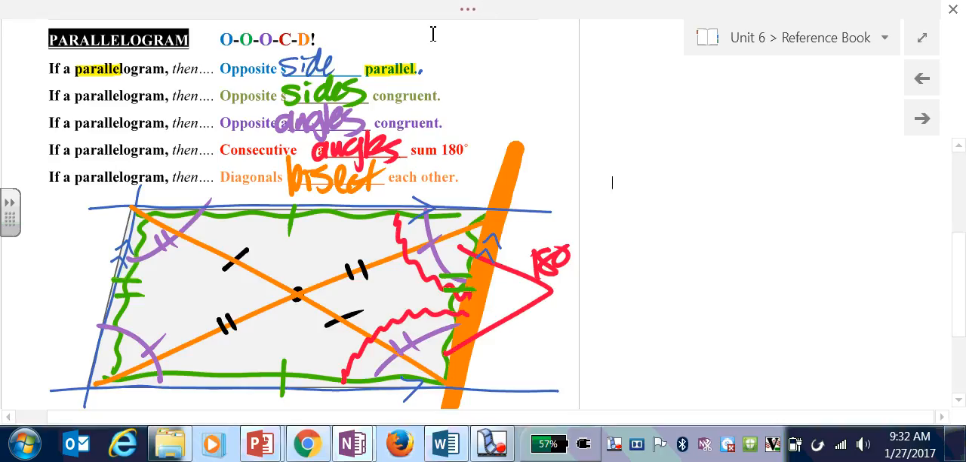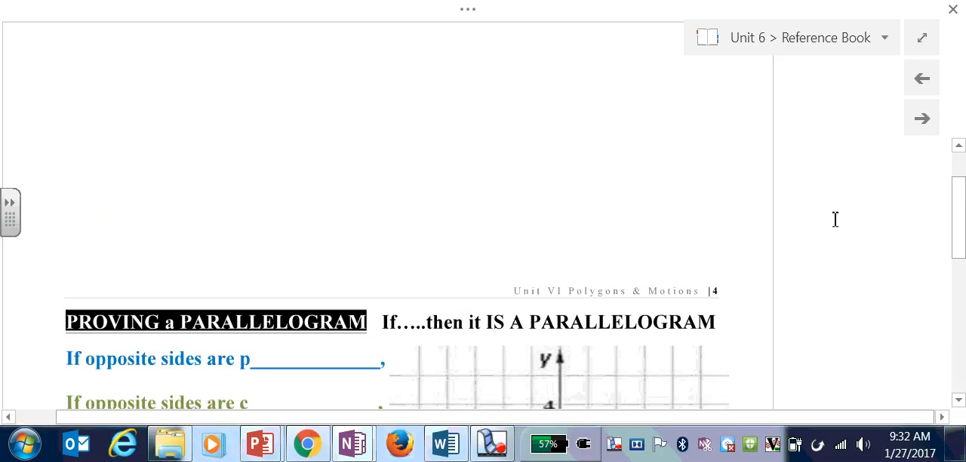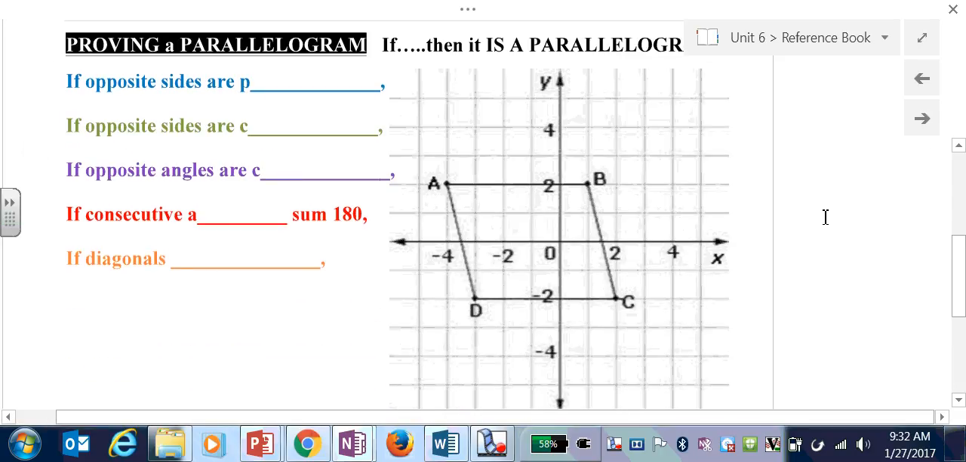Turn the page. This one is called proving a parallelogram. In other words, what circumstances have to happen in order to prove a parallelogram. So this reads like this. If OCD, then parallelogram. Say if OCD, then parallelogram. It's called proving a parallelogram.